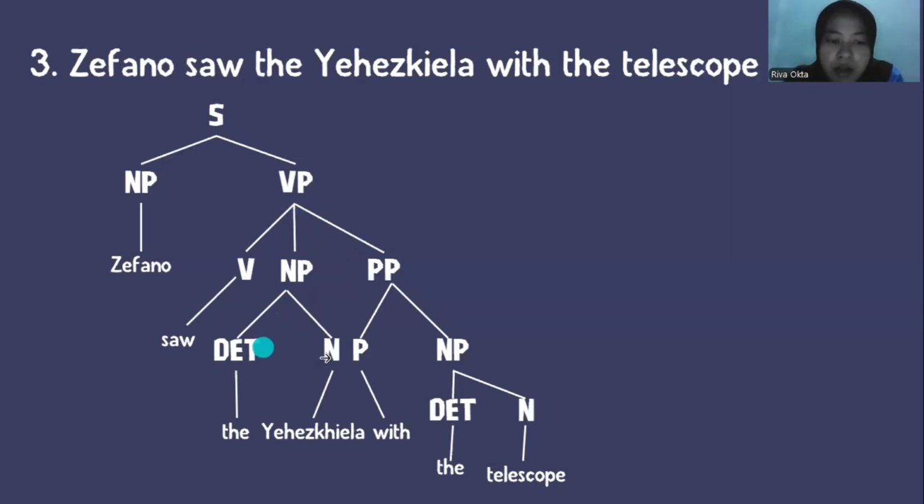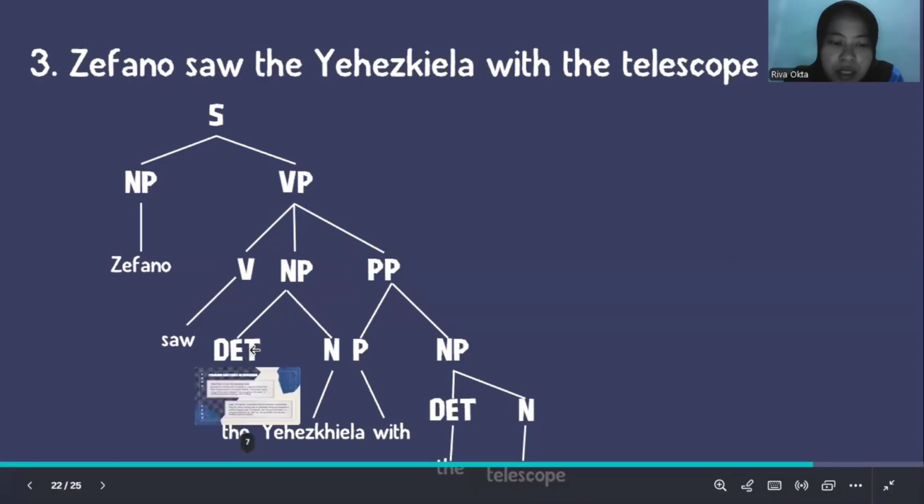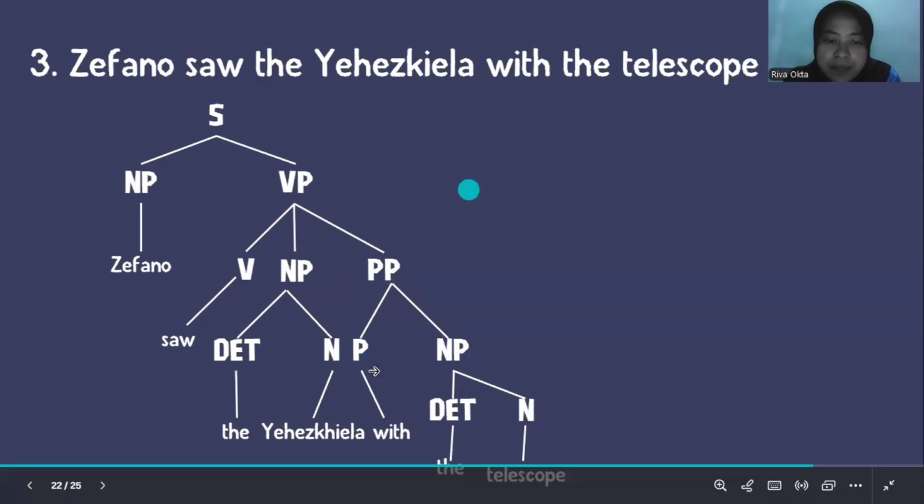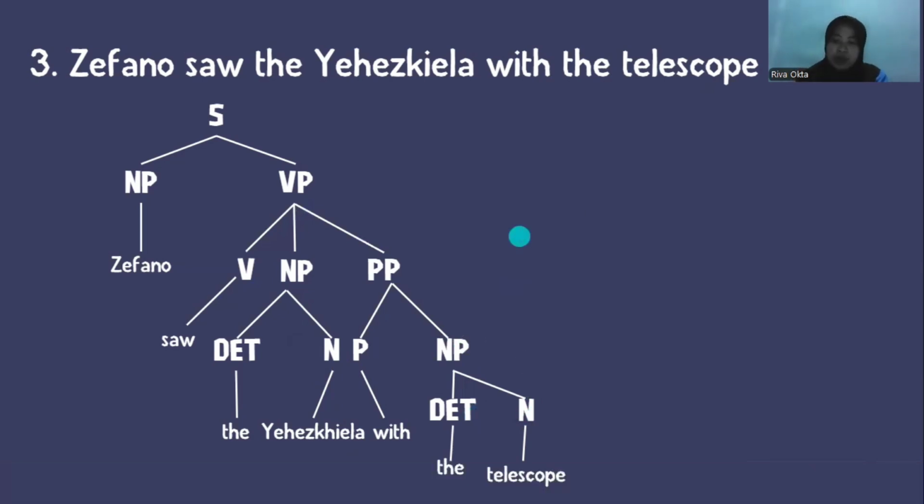determiner and noun. "The" from the sentence is the determiner. "Girl" from the sentence is the noun. The prepositional phrase is divided into preposition and noun phrase. "With" from the sentence is the preposition. The noun phrase is divided into determiner and noun. "The" from this sentence is the determiner. "Telescope" from the sentence is the noun.